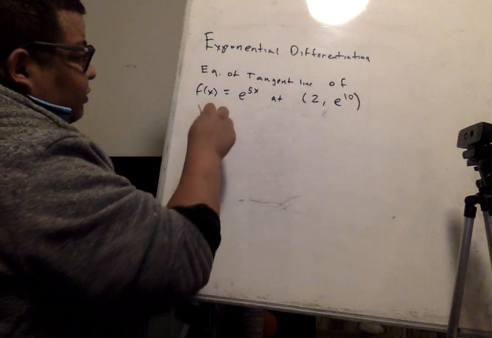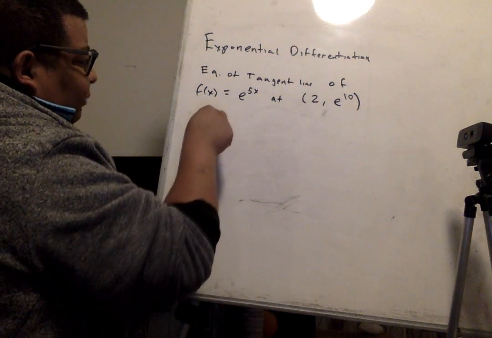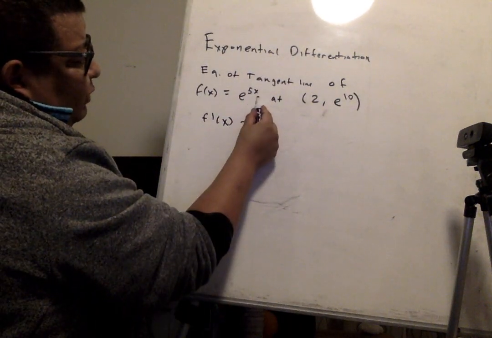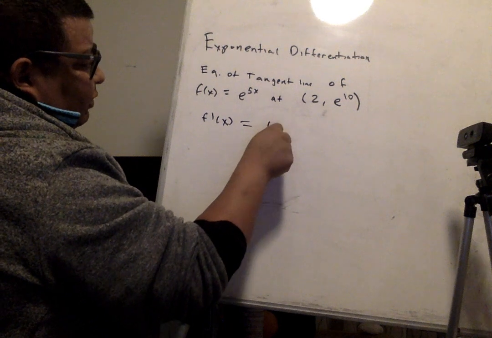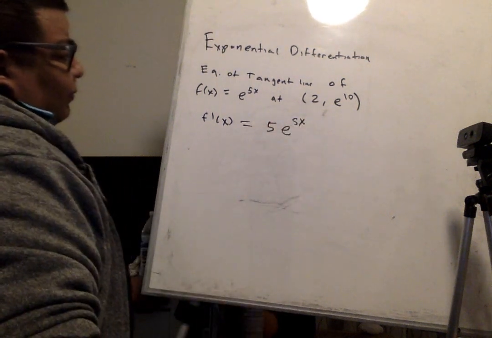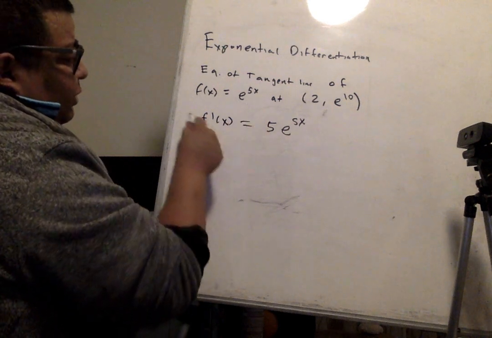So the first step is to find the derivative of the function. So f prime of x is equal to the derivative of π to the x, which is just π, so π gets multiplied times e to the πx. That is the first step.